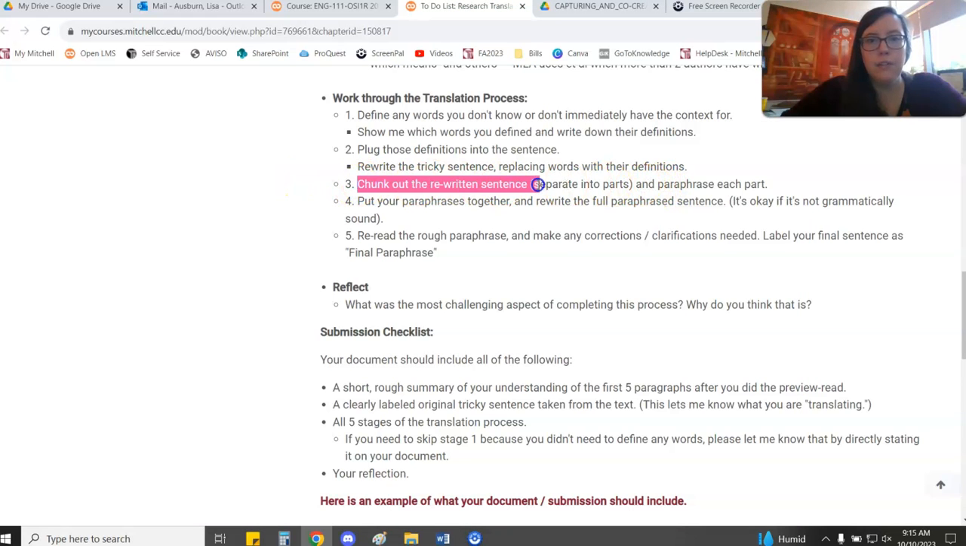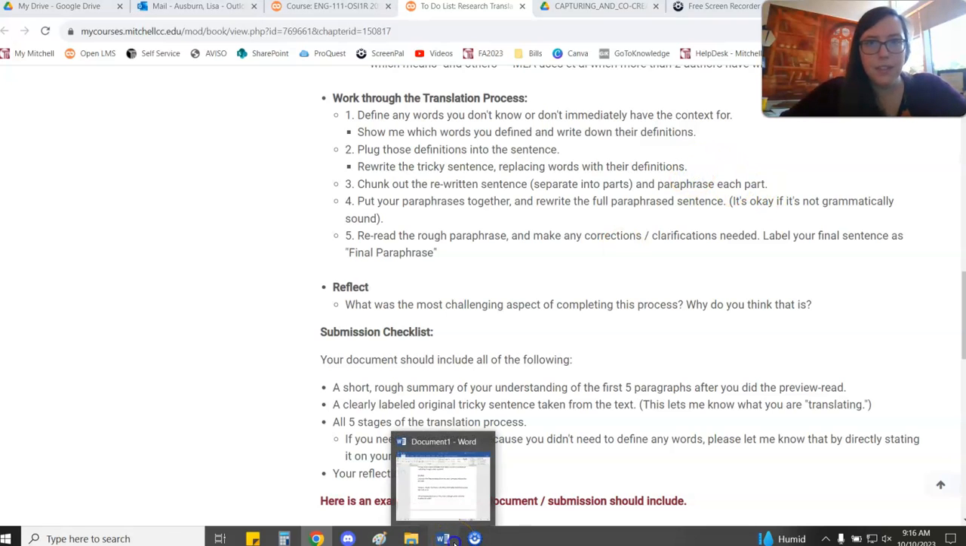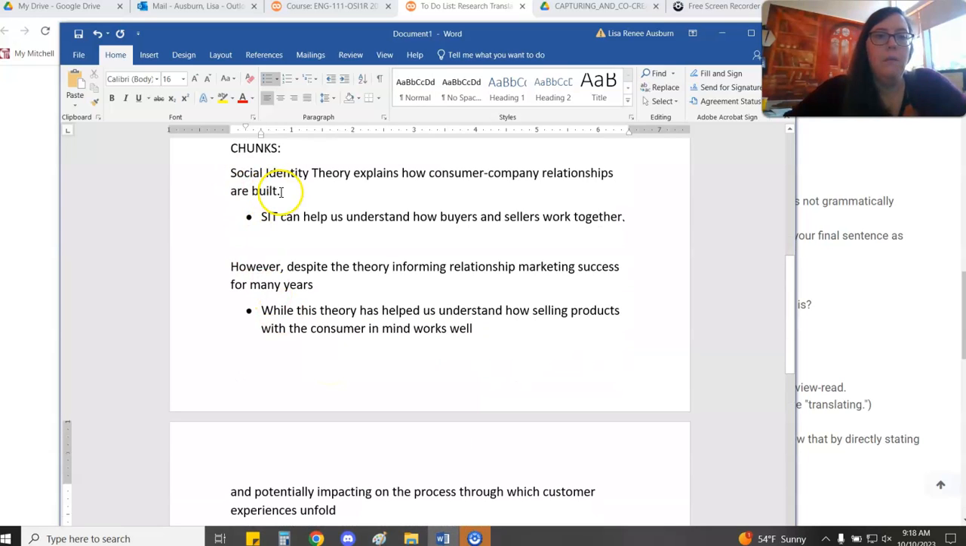So once you've chunked out the sentences into parts, then you want to paraphrase each part. So below your chunks, just turn those into paraphrases. Here's what this might look like. Below each original chunk of the sentence, I've written my own paraphrases. So here's what I come up with then for each chunk of these 2 sentences.